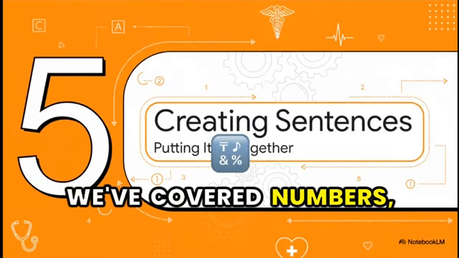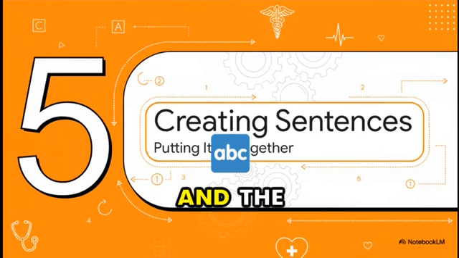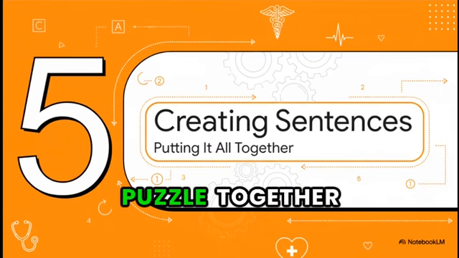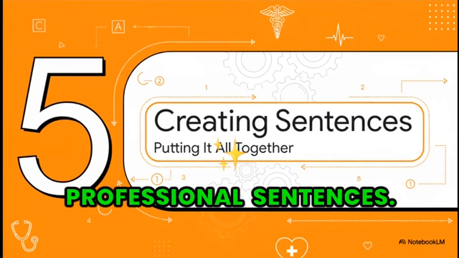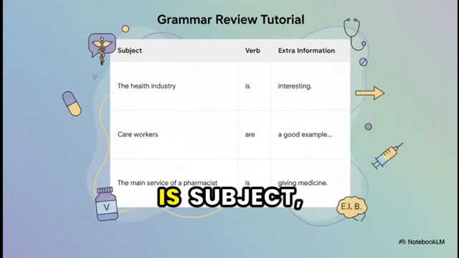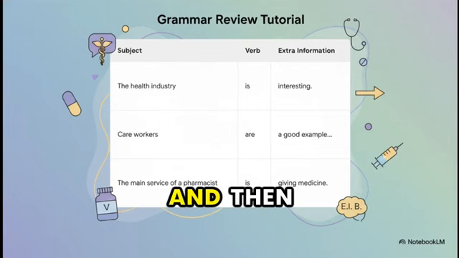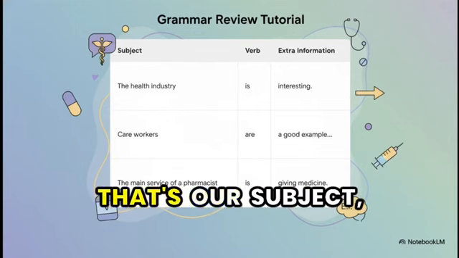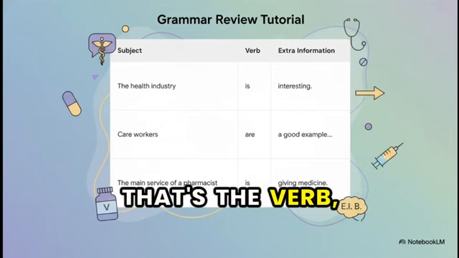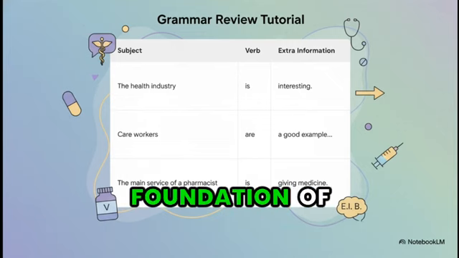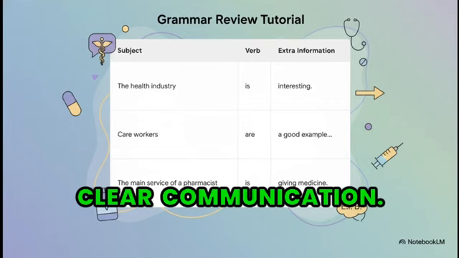Okay, wow, we've covered numbers, word types, nouns, and the verb be. So for our final section, let's put all of these pieces of the puzzle together and build some clear, professional sentences. The standard sentence structure in English is subject, followed by a verb, and then any extra information. For example, the health industry, that's our subject, that's the verb, interesting, extra info. This basic structure is really the foundation of clear communication.